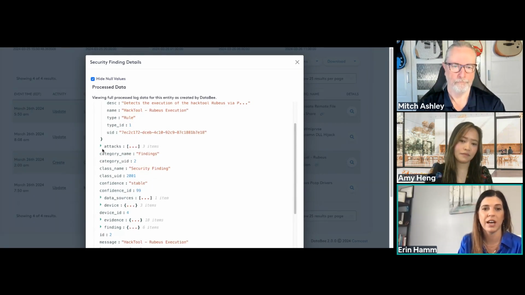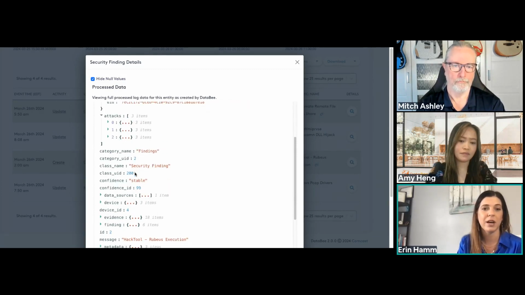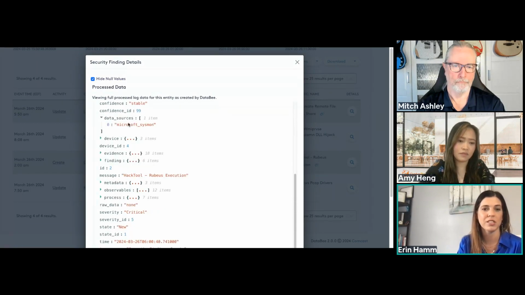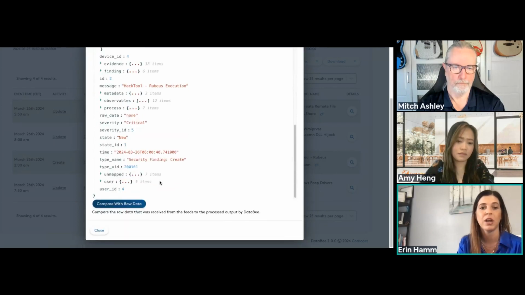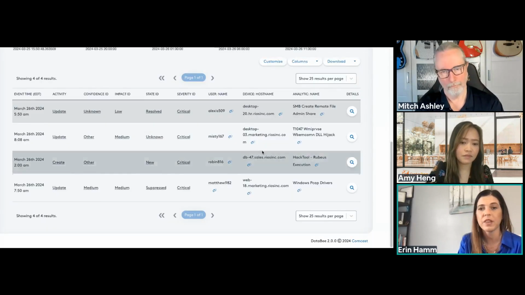execution. The attack category, we can show those 3. We have the finding, what type of finding it is. Then we also show you how we pull this information in. So we brought this in due to the Microsoft Sysmon. It is tied to this specific device. And so we really are showcasing to you how we are pulling in the data, and then we can compare that with the raw data as well.